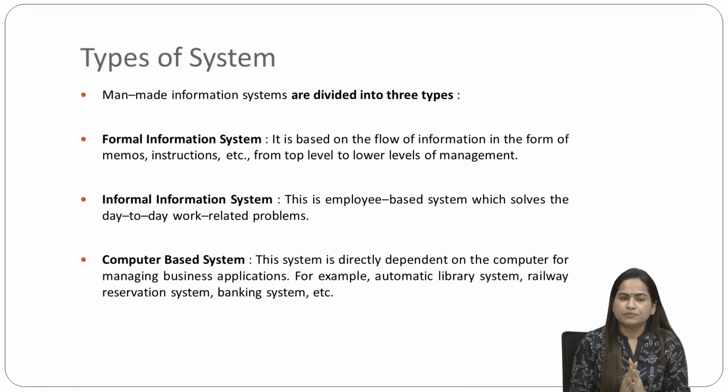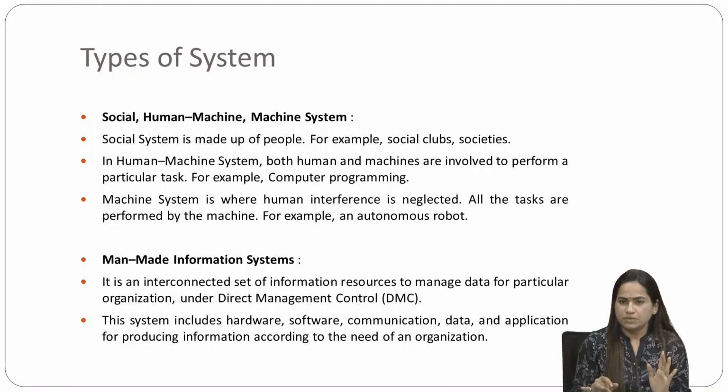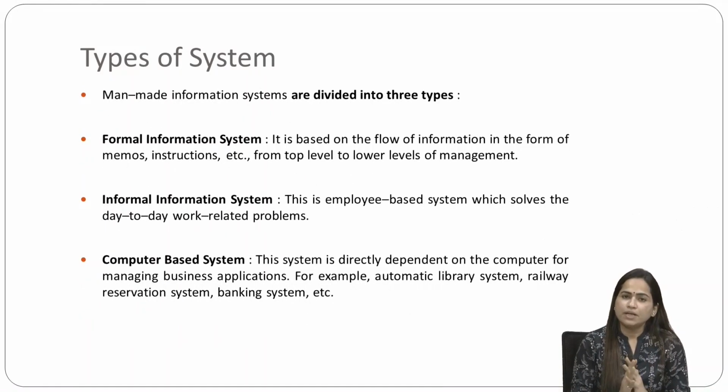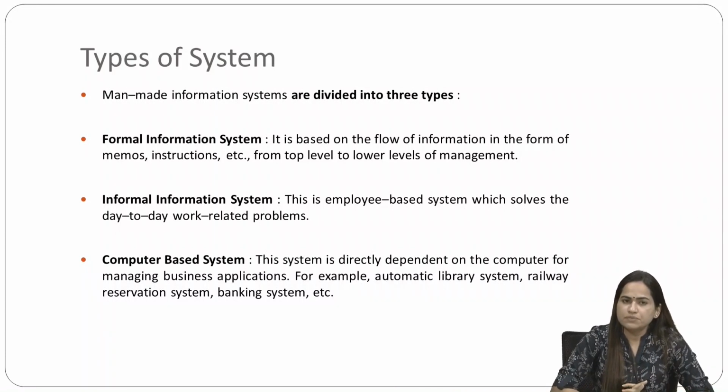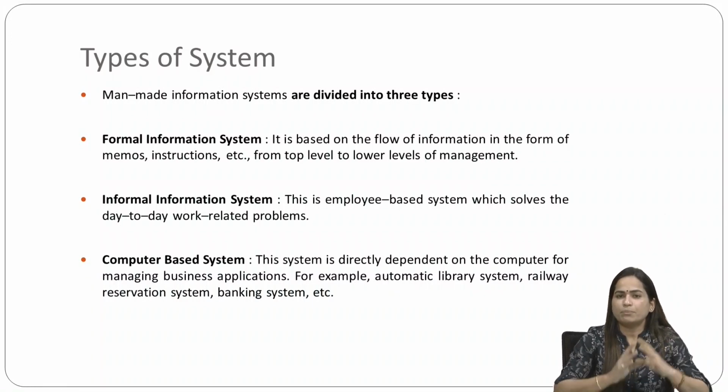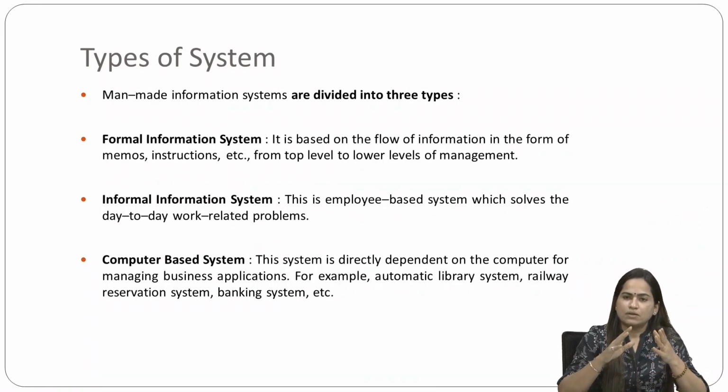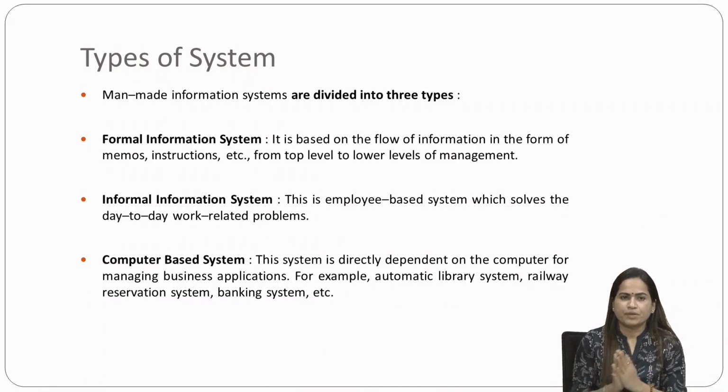Then after, when we are talking about this man-made information system, it can be divided into three types. First one is formal information system. It is based on the flow of information in the form of memos, instructions, and many more such things from top level to lower level of management.